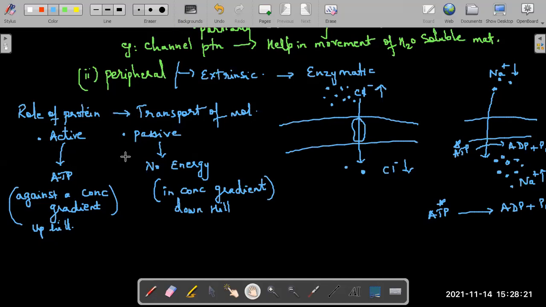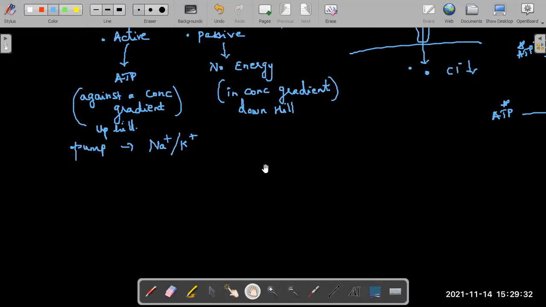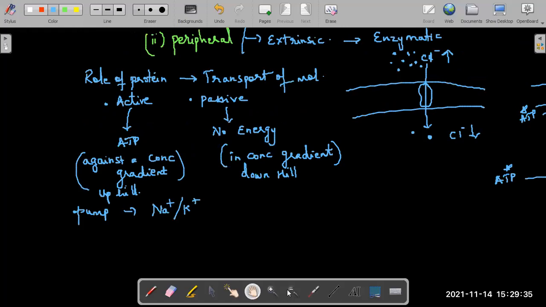Usually for active transport, we use the word pumps, because for pumping you need energy. Example. I hope you've got this.